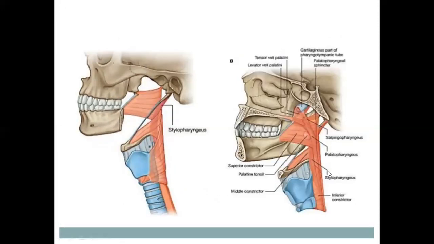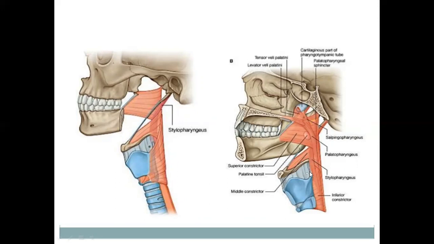Now I will show the longitudinal muscles. This is the salpingopharyngeus muscle lower down. This is the palatopharyngeus, coming from the posterior surface of the palate downward. This elevates the soft palate upward and approximates it with the posterior wall of the oropharynx. So this is salpingopharyngeus, this is palatopharyngeus, and this is stylopharyngeus.